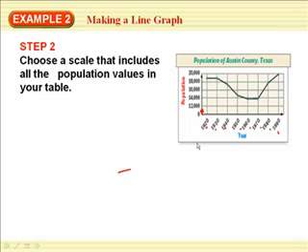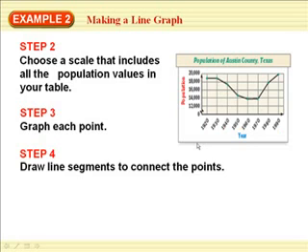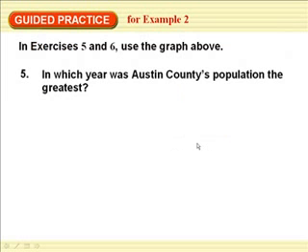So notice they didn't start the graph until 12,000, but then after that they numbered by 2,000. So that's called a broken line graph. And then they just plotted each point. 1920 had so many people, 1930 had so many people, and they connected the dots. Okay, so guided practice, use the graph above.